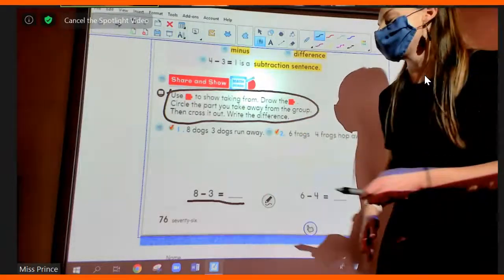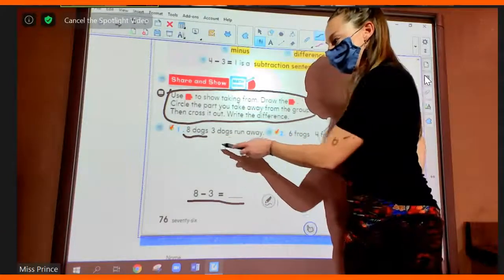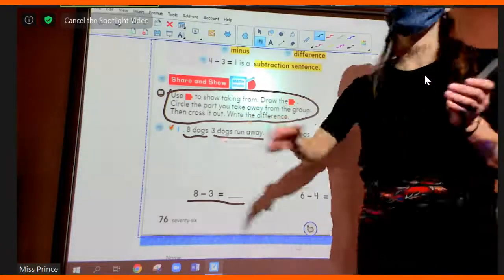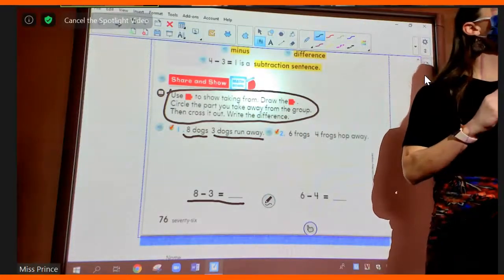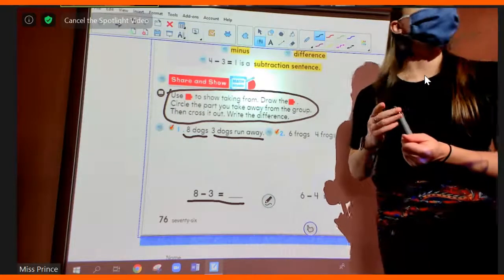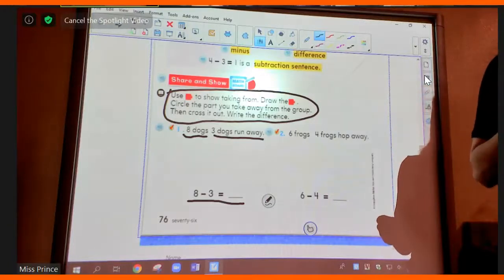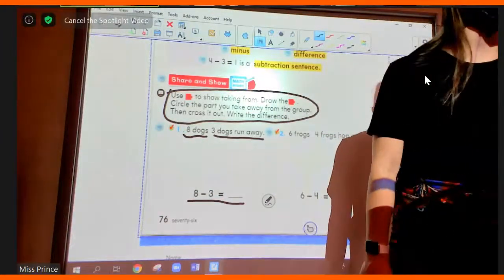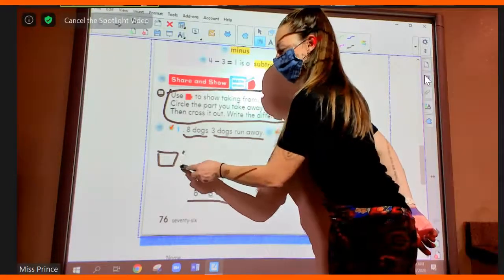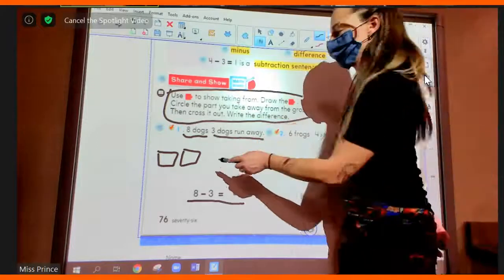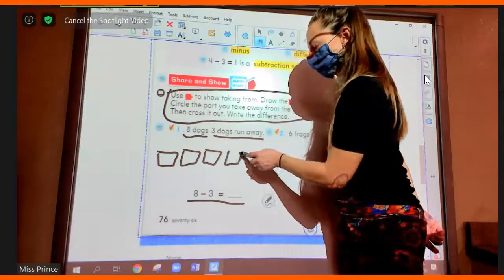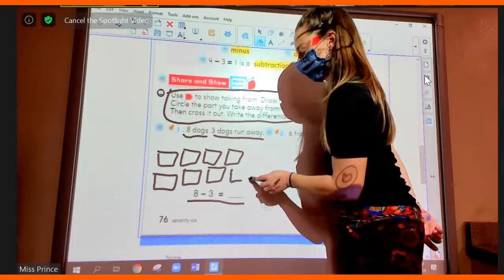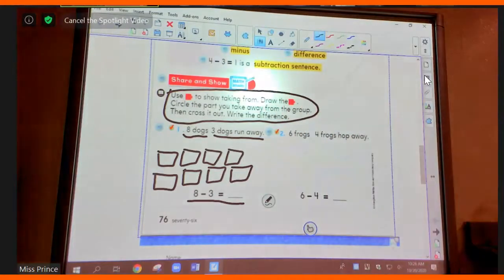Okay, boys and girls, right here we have 8 dogs. 3 dogs run away. So they want to know how many dogs are left over. So how many do we start with? Elias, thanks for raising your hand. We start with 8 because when we subtract, we always start with the biggest number. So we're going to draw 8 dogs, but I'm just going to draw cubes because that's easy for me to remember. 1, 2, 3, 4, 5, 6, 7, 8. In your book, boys and girls, you should be doing this also. I'm going to give you guys a little bit of time to draw those.